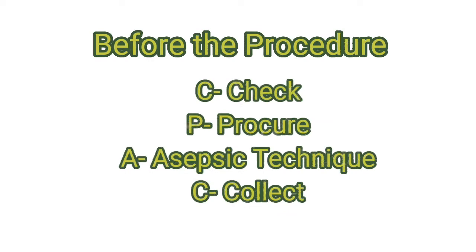Before the procedure, remember the acronym CPAC. C. Check. Check records, medication record, or obtain an order if necessary. Medications the client is receiving, because certain medications may hamper movement or alertness of the client. Determine the assistive devices that will be required. Determine the hindrances to movement such as an IV or an indwelling urinary catheter.